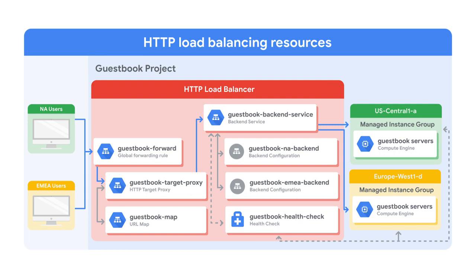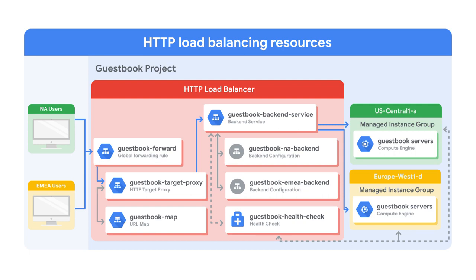First, the global forwarding rule directs incoming requests to the target HTTP proxy. The proxy checks the URL map to determine the appropriate backend service for the request. In this case, we are serving a guest book application with only one backend service.